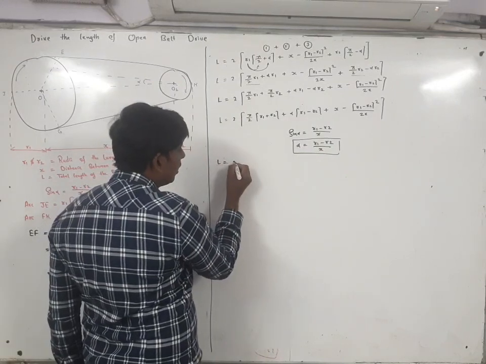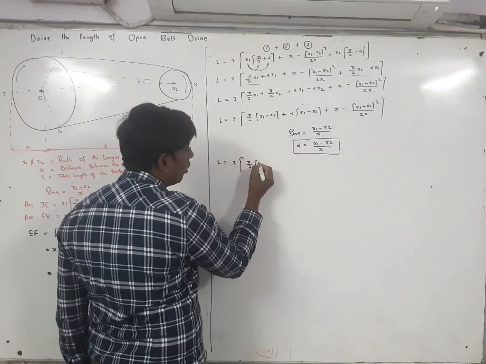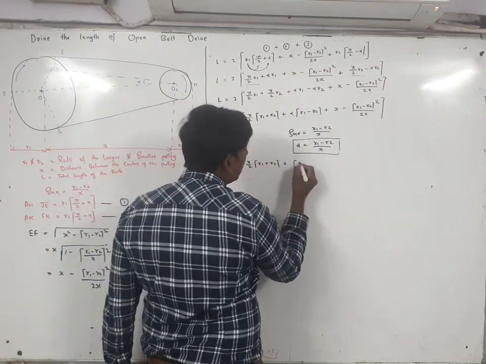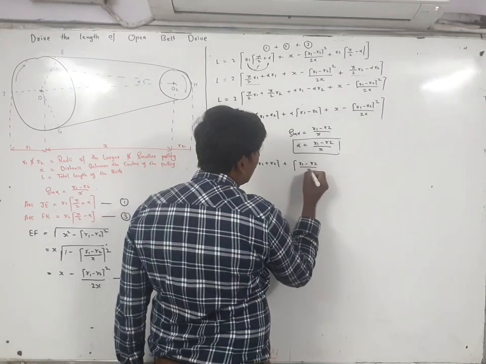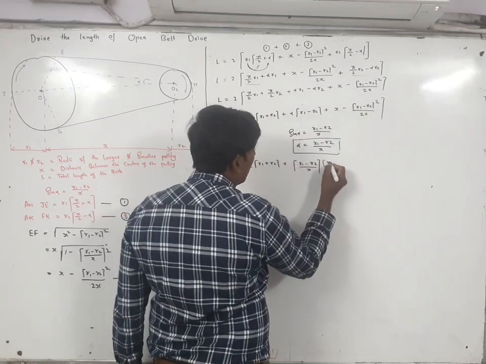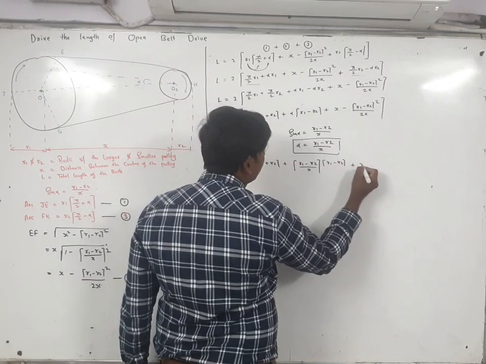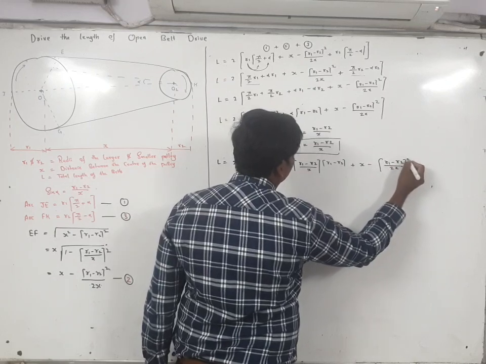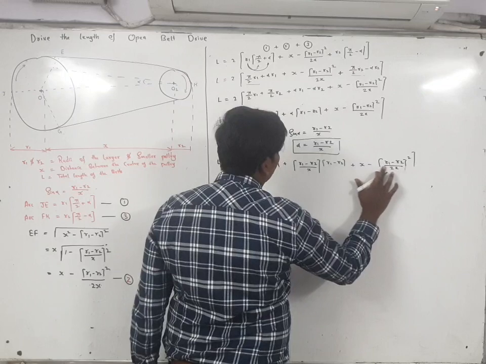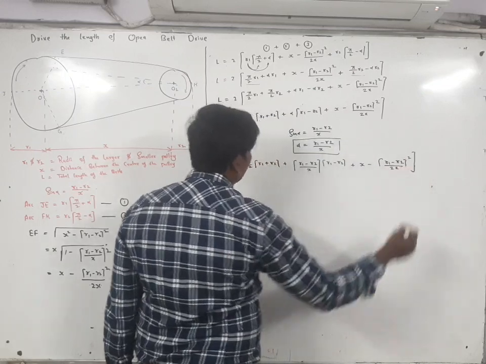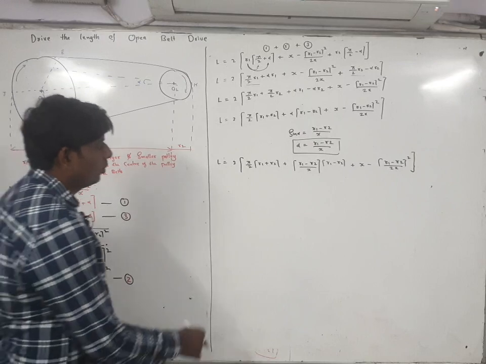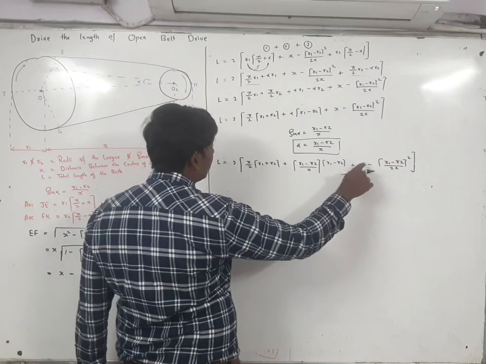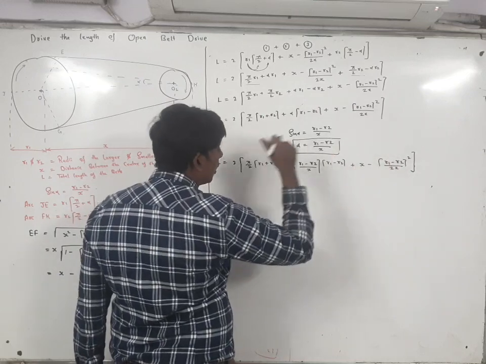So, L write as it is, 2 write as it is, pi by 2 write as it is, R1 plus R2 plus, in place of alpha, what you have to write? R1 minus R2 by x write as it is. What is this one? R1 minus R2 plus x minus, here R1 minus R2 by 2x, this is whole square. Okay, now here till here square is there. L is equal to pi by 2 R1 plus R2 plus R1 minus R2 x by R1 minus R2 plus x minus R1 minus R2 whole square by 2x.